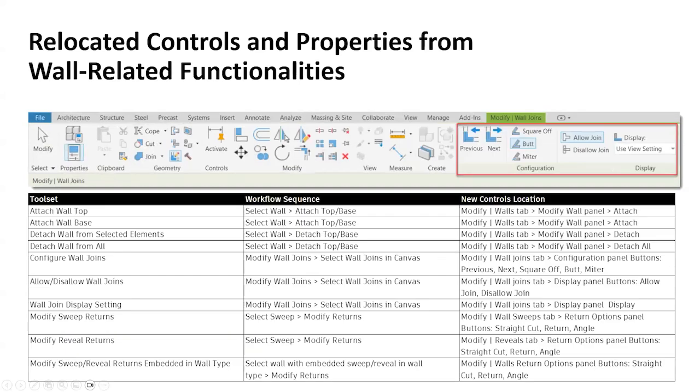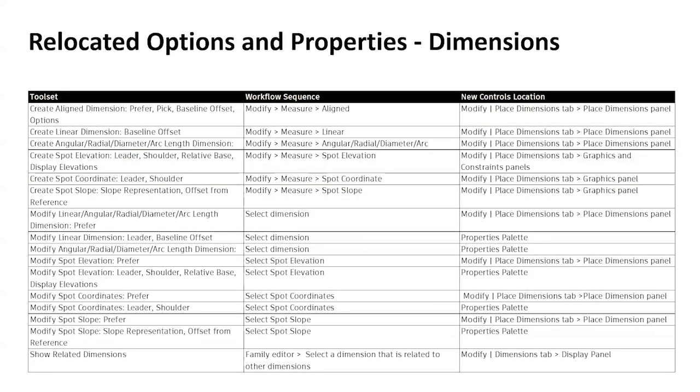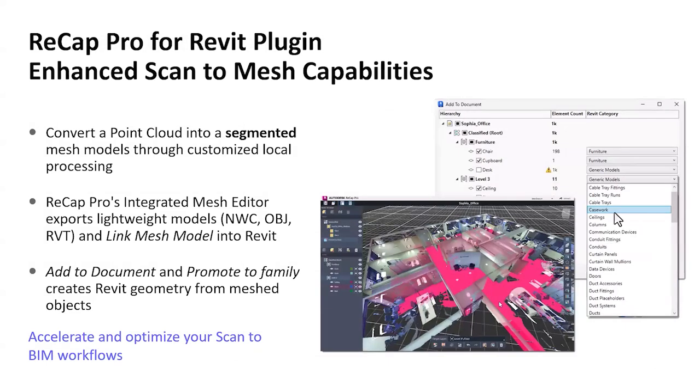So there's also some related to wall functions. So when you select a wall or creating a wall, you have all kinds of configurations for joining, wall joining. Again, if you need a full list, contact me. I'll share these with you. There's all kinds of relocated options and properties for dimensions. But let's jump into the next real big update for Revit 2026.